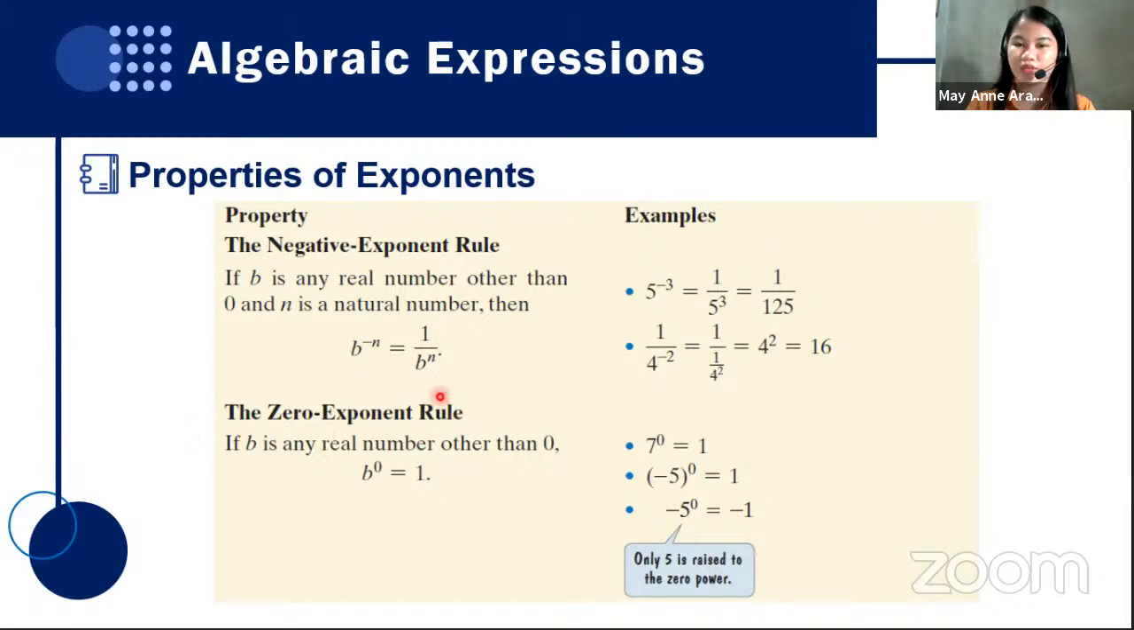Next, for the zero exponent rule, ito na-mention ko na kanina. If b is any real number other than 0, then b raised to 0 is equal to 1. So here we have 7 raised to 0 equal to 1, and negative 5 raised to 0 is equal to 1, and negative times 5 raised to 0 is now equal to negative 1 since only 5 is raised to the 0 power. So, not included yung negative sign. That's why still negative pa rin yung answer natin. Okay, so don't forget to consider this, the parenthesis.